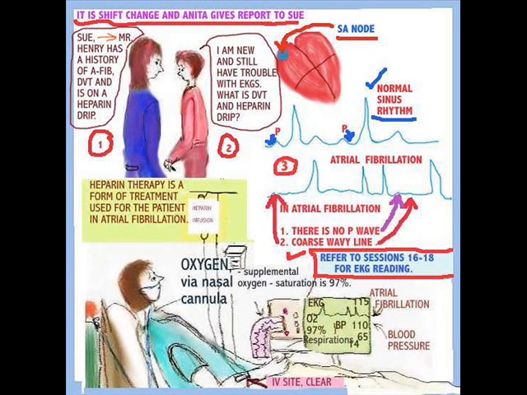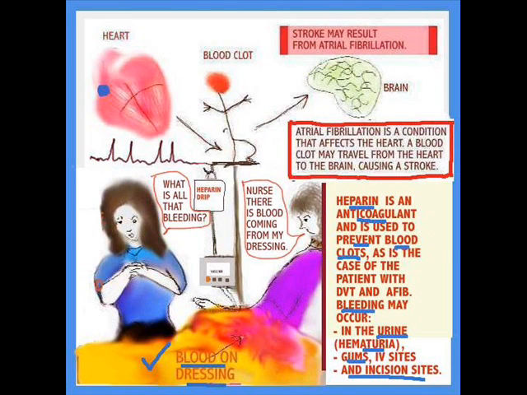Next we talk about heparin. Well, heparin is an anticoagulant and it is used in the prevention of blood clots. It is used in atrial fibrillation because people can have blood clots as a result of ineffective emptying of the atrium of the heart. Now, heparin, being an anticoagulant, might cause bleeding. You might get bleeding from the gums, bleeding in the urine, hematuria, bleeding from IV sites, bleeding also from incisions. Bear in mind that the patient in atrial fib is also at risk for stroke. A blood clot might just leave the heart and travel to the brain.